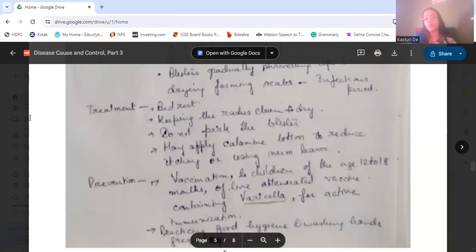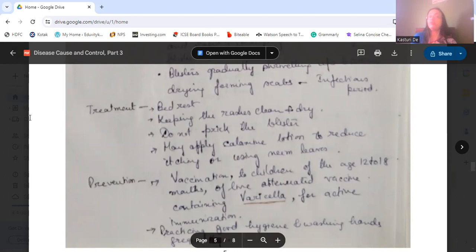Now, for treatment, the infected person should take bed rest, keeping the rashes clean and dry. The blisters should not be pricked. Calamine lotion may be applied to avoid itching, and even neem leaves can be applied to avoid itching. Prevention is through vaccination. Children from the age of 12 to 18 should be vaccinated.